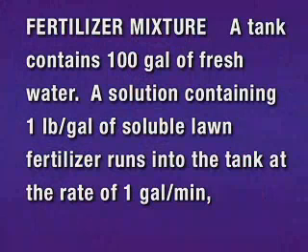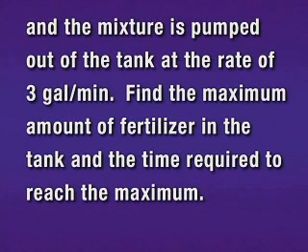Fertilizer mixture. A tank contains 100 gallons of fresh water. A solution containing 1 pound per gallon of soluble lawn fertilizer runs into the tank at the rate of 1 gallon per minute, and the mixture is pumped out of the tank at the rate of 3 gallons per minute. Find the maximum amount of fertilizer in the tank and the time required to reach the maximum.